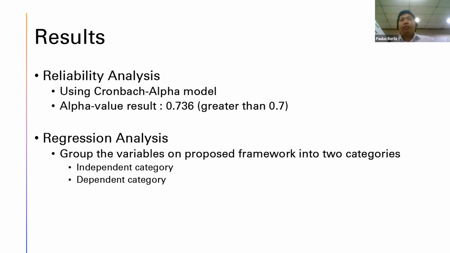The next step is the regression analysis, which means that we count based on the hypotheses before: the system features, the perceived ease of use, and also the perceived usefulness. We group all of the variables into 2 categories, the independent category and the dependent category.